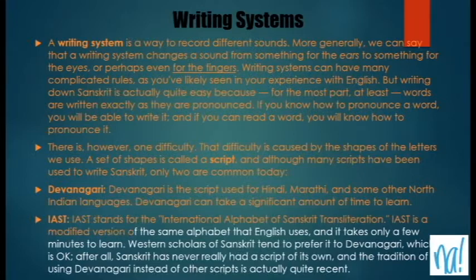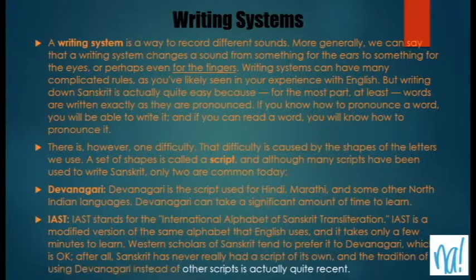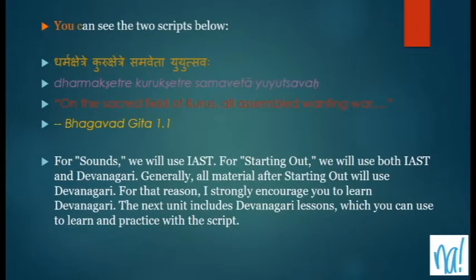IAST is a modified version of the same alphabet that English uses, and it takes only a few minutes to learn. Western scholars of Sanskrit tend to prefer it to Devanagari, which is okay. After all, Sanskrit has never really had a script of its own, and the tradition of using Devanagari instead of other scripts is actually quite recent. You can see the two scripts below.